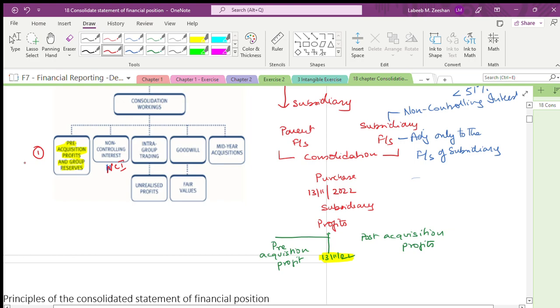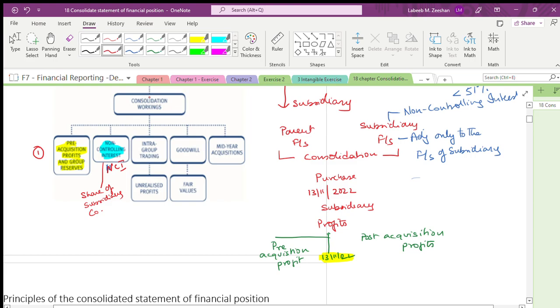Second, whatever the share of the subsidiary company, it is called non-controlling interest. Definitely, what will happen in this process?